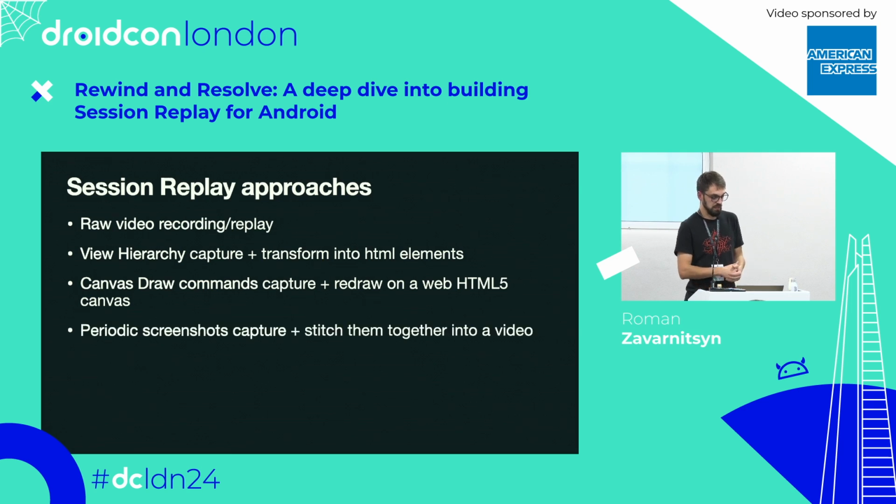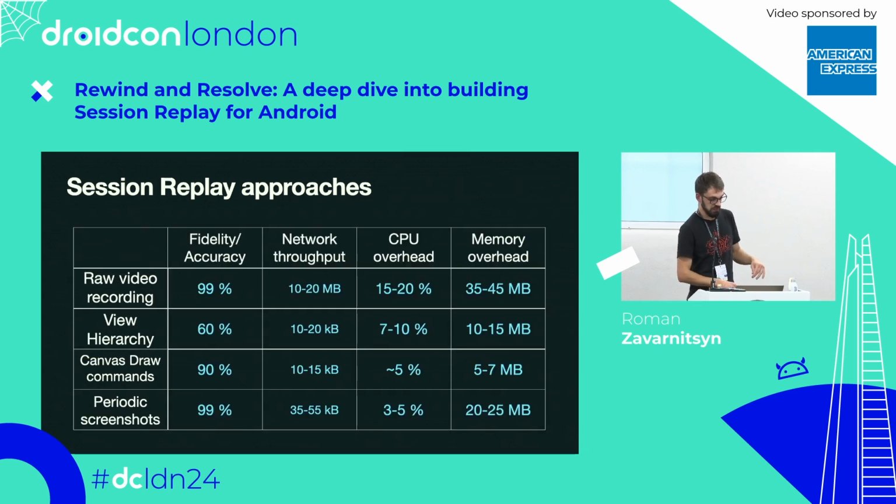And the last approach would be to periodically capture screenshots and then stitch them together into a video. So we investigated the overhead, and put up a short, small table with some numbers. You can see them here. You can see, for example, that the raw video recording is quite heavy on CPU and memory. And the best performing approach is actually canvas draw commands.